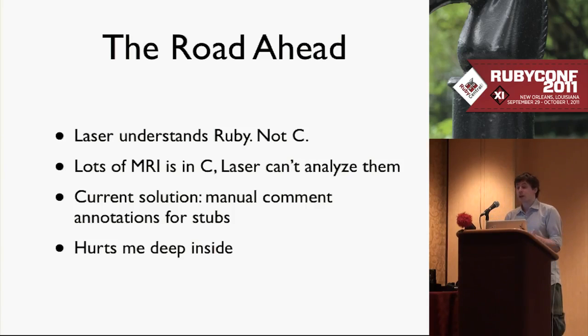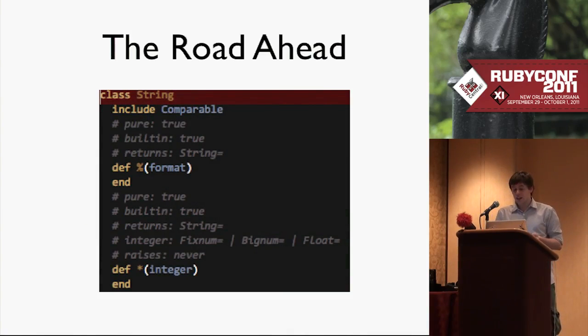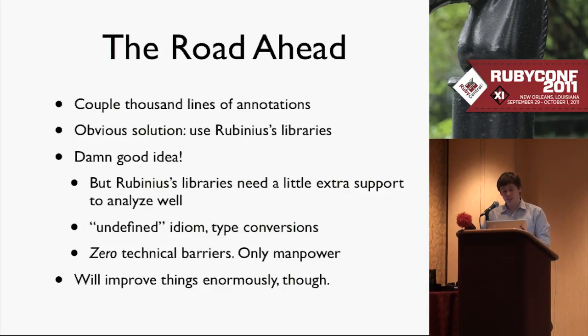But yeah, the thing is, lots of MRI is in C. Laser does awesome when it sees just Ruby calls, but eventually you're going to get to C calls if you're using YARD or MRI. And the current solution is to have stubs for all of these, and not all because I don't have that much time, but for lots of these methods with annotations. And yeah, this is just a few lines from string.rb in the Laser repository. And there's a couple thousand lines of those, and that's just not going to work.